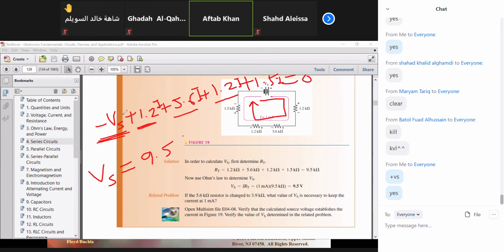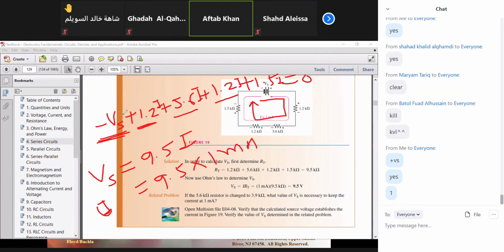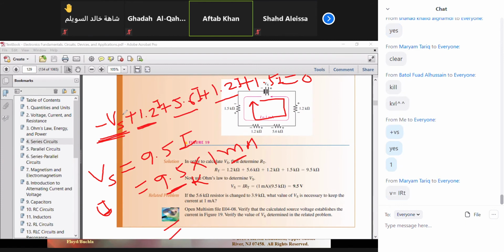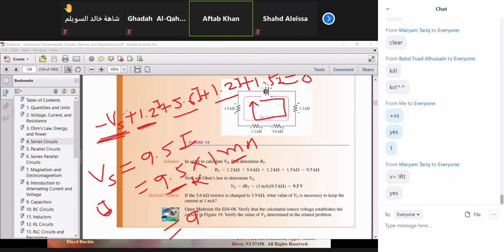So if this much is I, I already know I is given to me. How much is it given? 1 milliampere. And by the way, this is kilo and this is milli. You know that they will cancel each other, kilo and milli, because they are in multiplication. So the answer is simply 9.5 volts. Clear, girls?